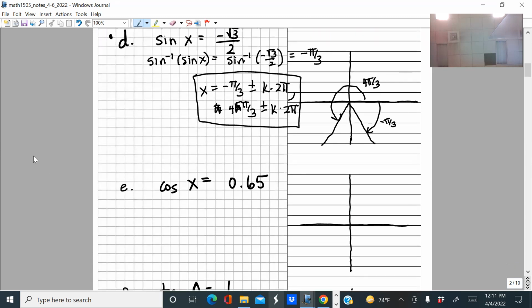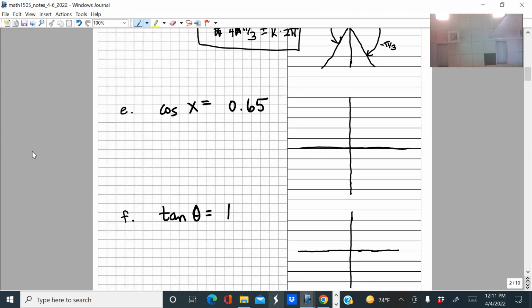This one's a little bit harder, so we'll try this one maybe as a review after the test, because notice 0.65, there's no special angle that gives you cosine of 0.65. So we're really going to have to rely on our calculator here to help us. And this gets very messy to write down all the solutions. Okay, but we can work through it. But you really do need to scribble a picture in that case.